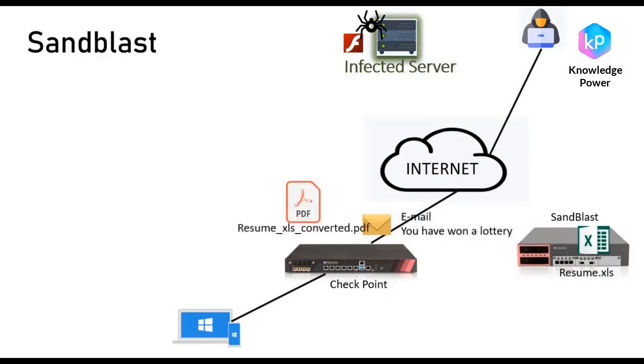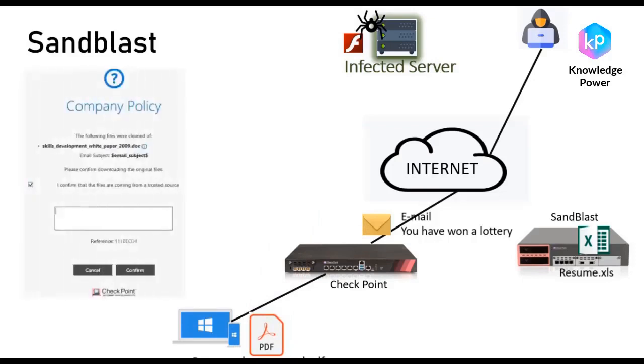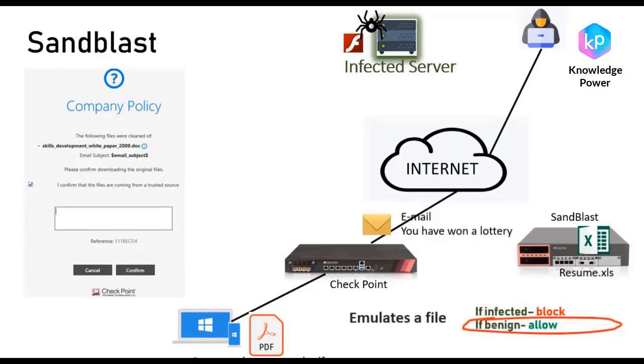At the same time, what Checkpoint does, it converts the XLS file to PDF. We can leave it the same as XLS, but regardless, it's being converted, it's being reassembled. The client gets the file, it's the converted version of the file, whether it's PDF or XLS, it doesn't matter, it's not original. If he wants to get the original, he has to click the link in the file and click confirm. The file is being emulated in a SandBlast. If it's infected, it's getting blocked. If the file is benign, it's allowed. The client received the file, everyone's happy.